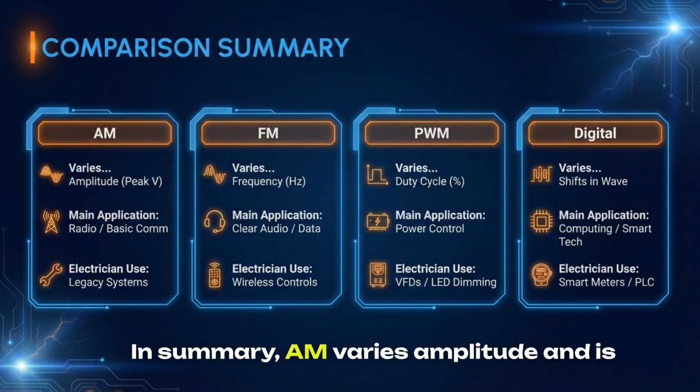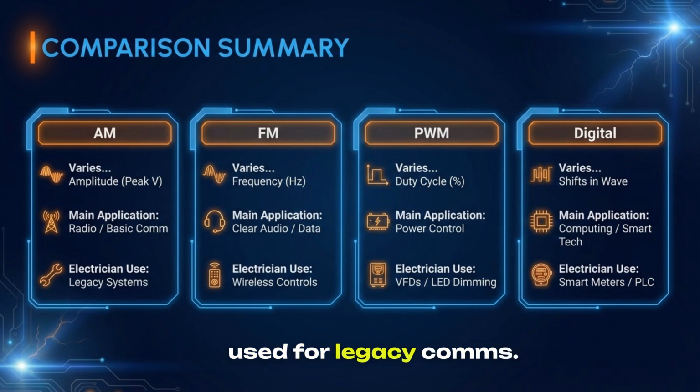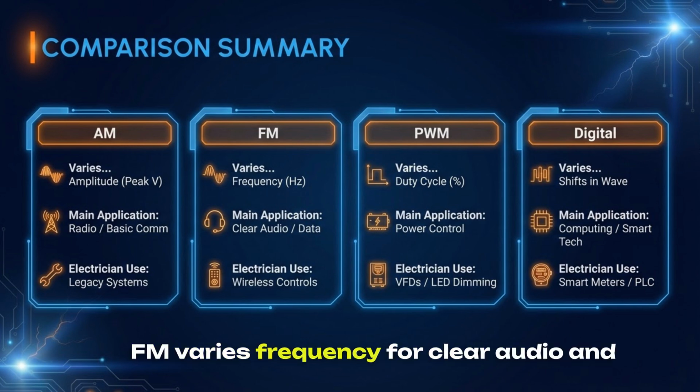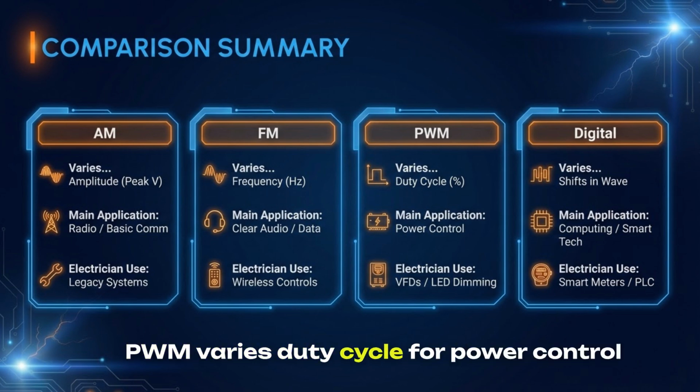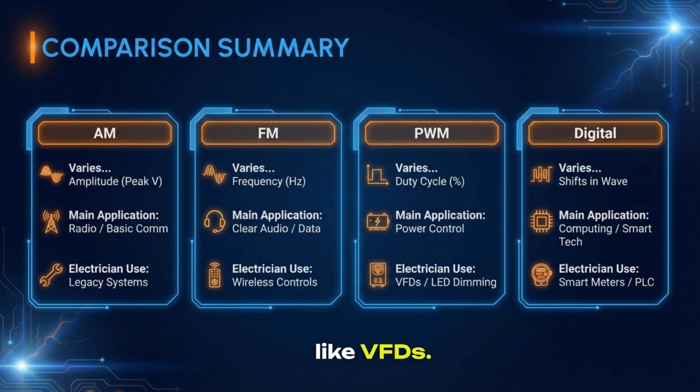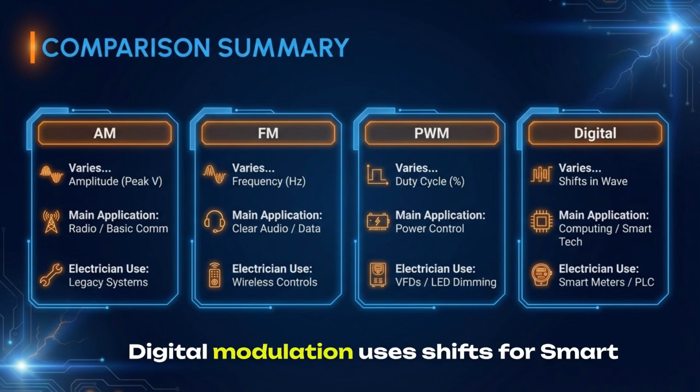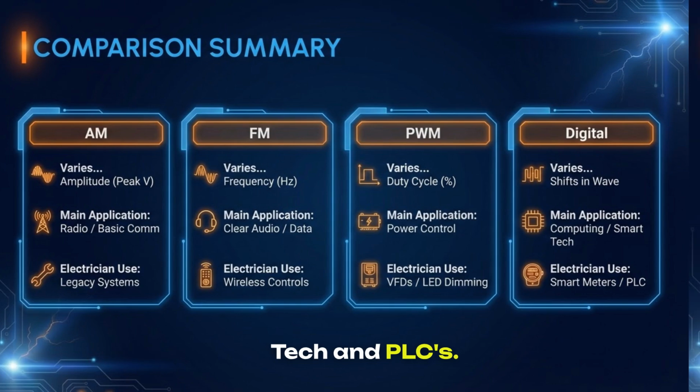In summary, AM varies amplitude and is used for legacy comms. FM varies frequency for clear audio and wireless controls. PWM varies duty cycle for power control like VFDs. Digital modulation uses shifts for smart tech and PLCs.